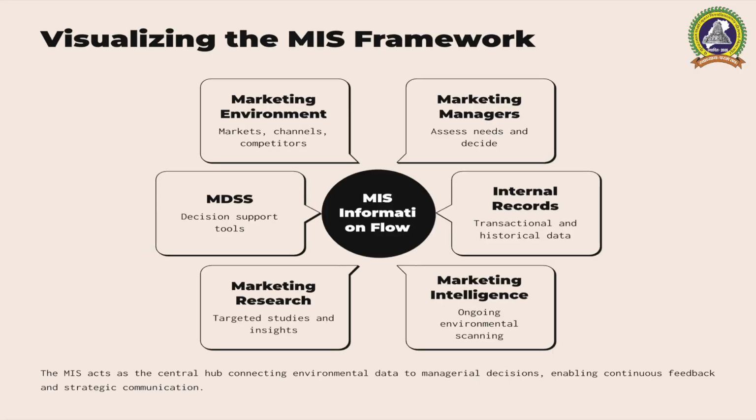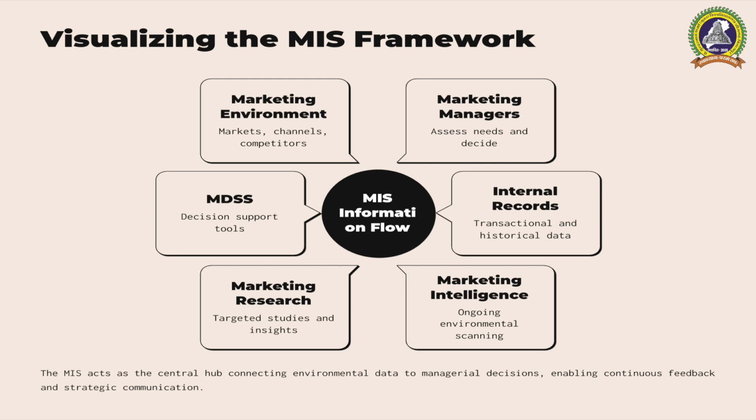This second diagram provides a more complex and complete view of how all these pieces fit together. As you can see, at the very center you have the four components we just discussed: internal records, marketing intelligence, market research, and MDSS, all interacting within the developing information block. Now look to the left. You have the marketing managers. They are performing their functions of analysis, planning, implementation, and control. They interact with the system by assessing information needs and distributing information.